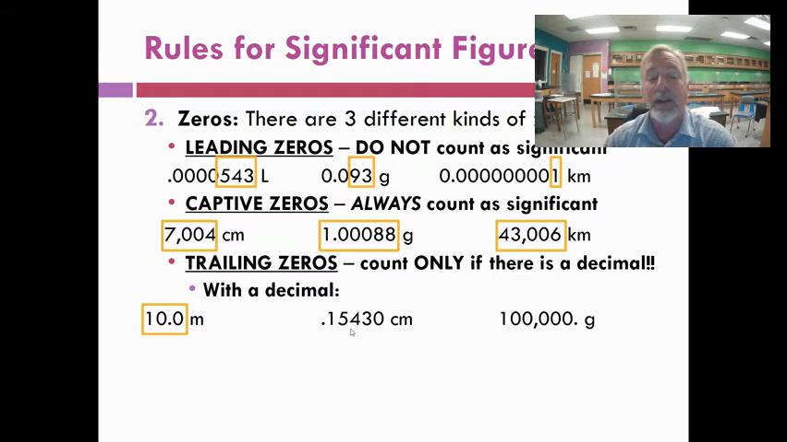0.15430. Yes, there is a decimal. Yes, that trailing zero, the one on the right, will count. So we have 5 significant figures here. This last one's a little trickier.